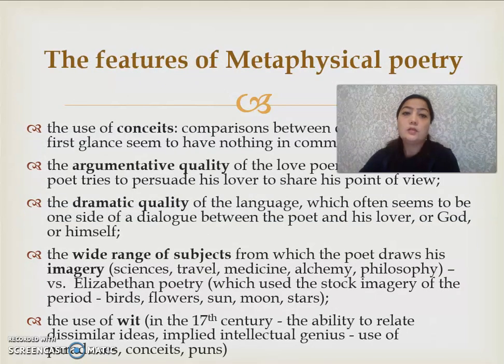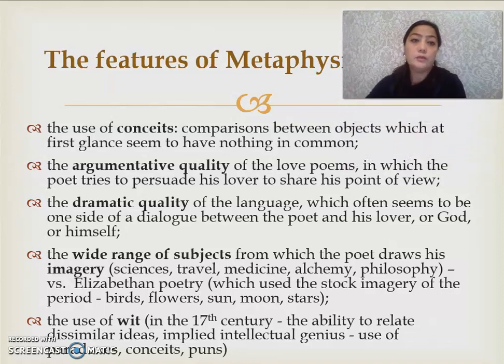So now let's talk about the features of metaphysical poetry. One of the features of metaphysical poetry is the use of conceits. It is a comparison between objects which at first glance seem to have nothing in common. Next feature is the argumentative quality of love poems, in which the poet tries to persuade his lover to share his point of view. The dramatic quality of the language, which often seems to be one side of a dialogue between the poet and his lover, or God, or himself.